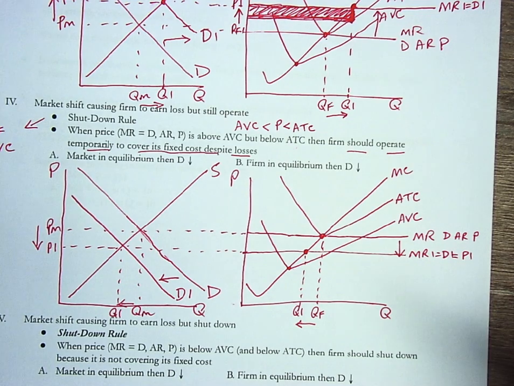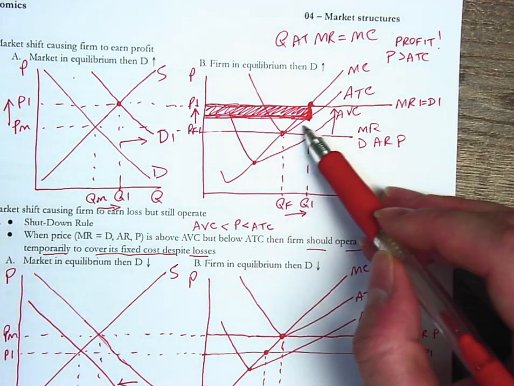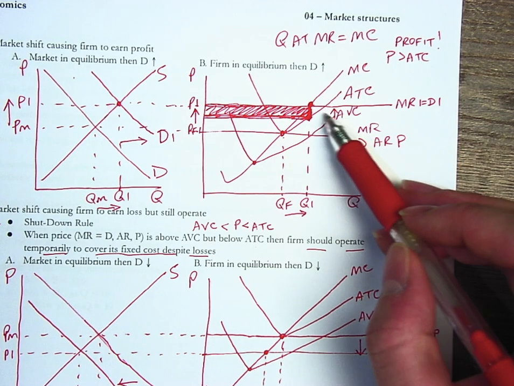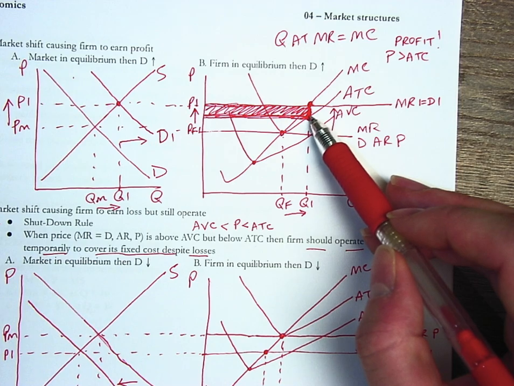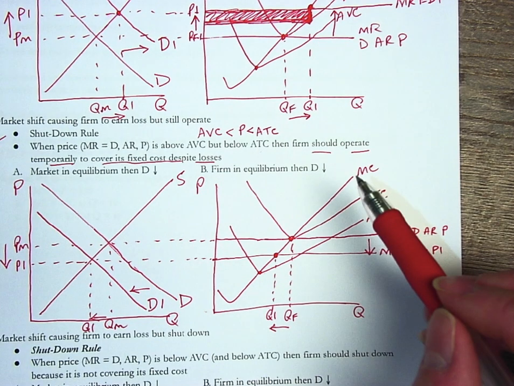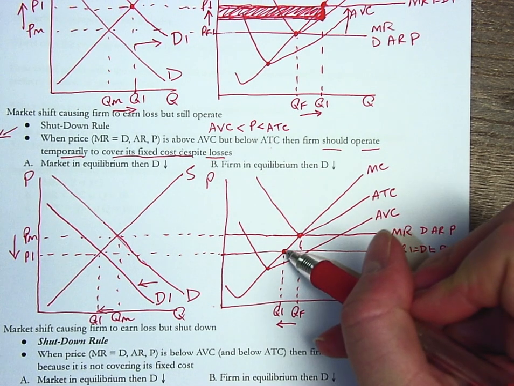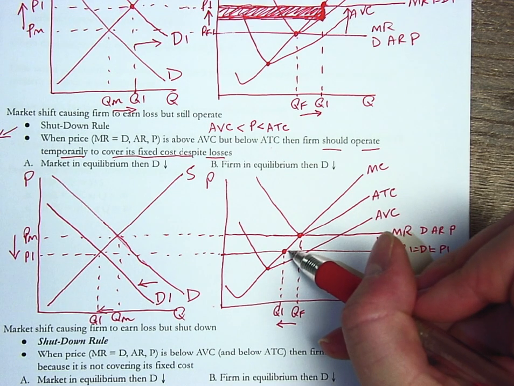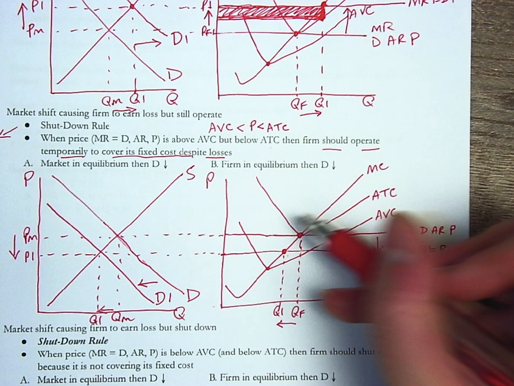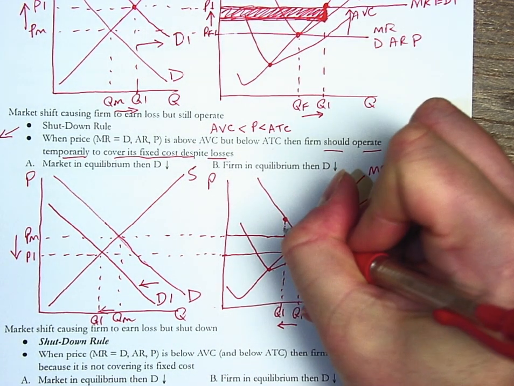Now, here's an important safety tip. Up here, we compared the new MR = D = AR = P to the average total cost. We're going to do the exact same thing down here. We're going to look at the new price at the quantity that we're producing, compared to the average total cost. Well, it's not down, because that's AVC. It's up. So we're going to go all the way up and stop at the ATC up here.